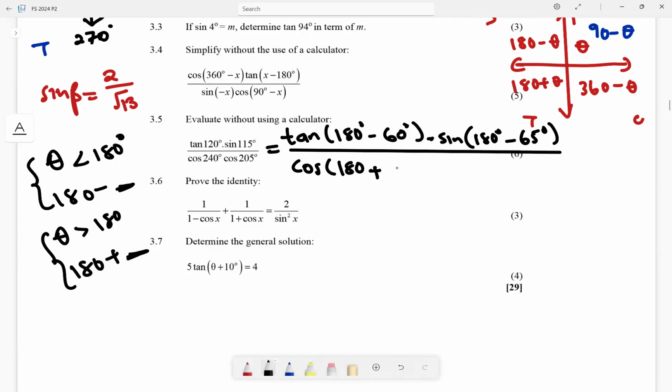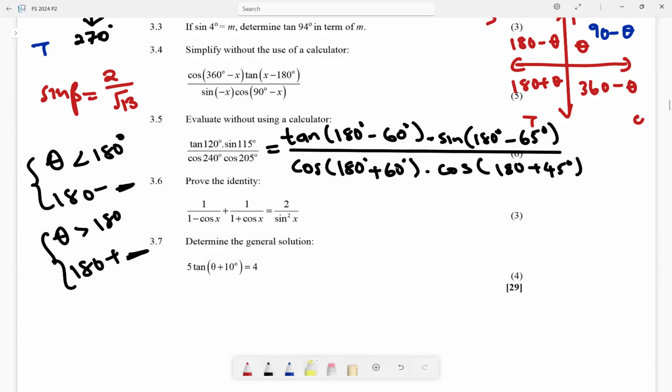Mathematics is fun. All right. 180 plus 60. Do not forget these degrees, people. Multiply by cos 2 cos. Can you see it is greater? 180 plus 180 plus what here? Plus 45. Okay.